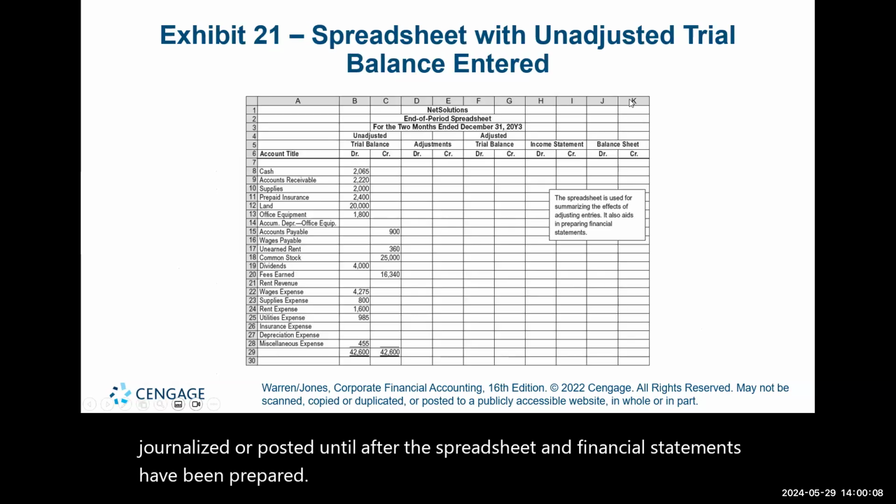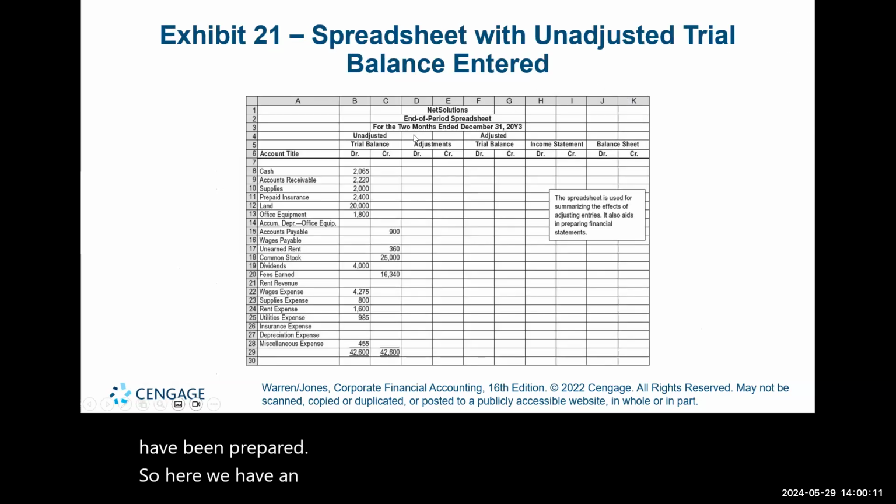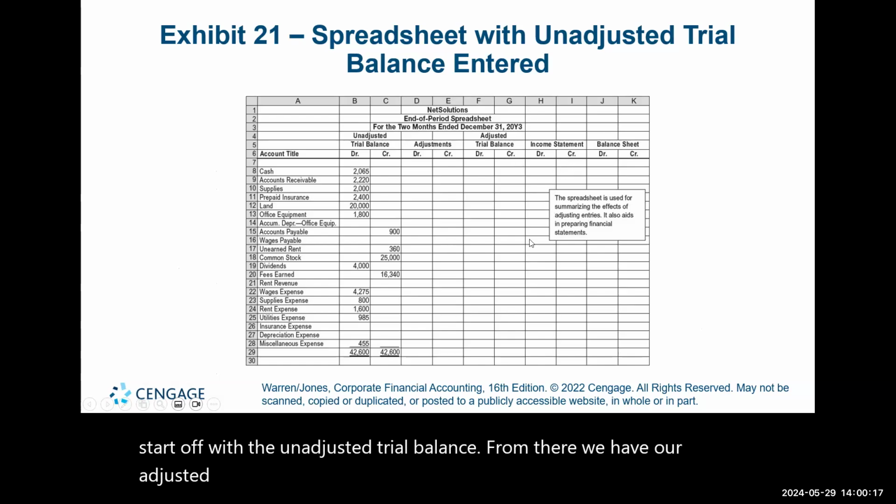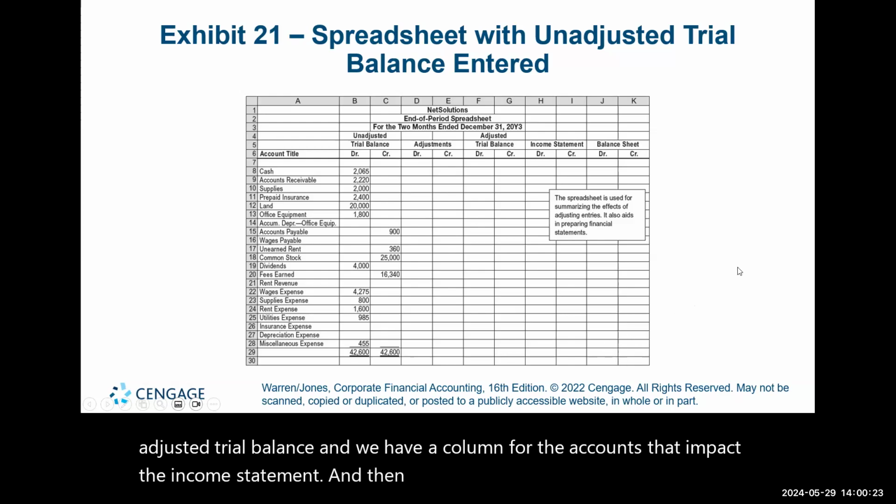So here we have an example of what this spreadsheet looks like. Again, we start off with the unadjusted trial balance. From there, we have our adjusted trial balance, and we have a column for the accounts that impact the income statement, and then the accounts that impact the balance sheet.